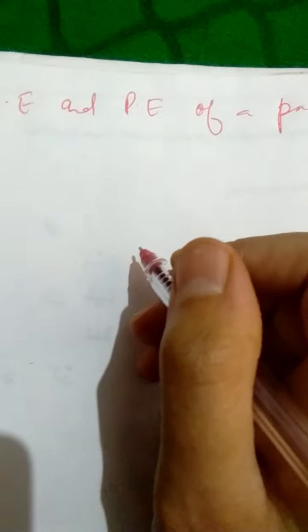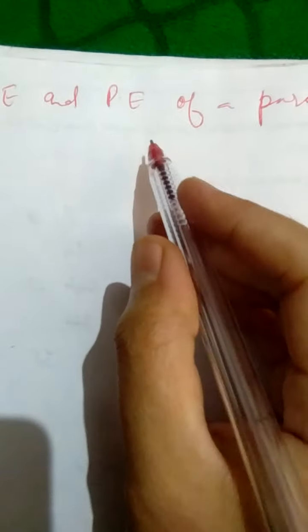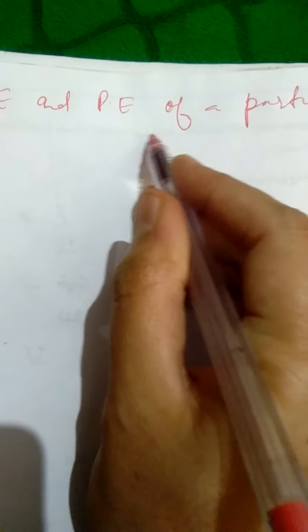Dear students, today we will talk about the kinetic energy and potential energy of a particle executing simple harmonic motion. So let's do that. We know that simple harmonic motion is characterized by restoring force. So we have defined that restoring force in the case of an example of a pendulum.